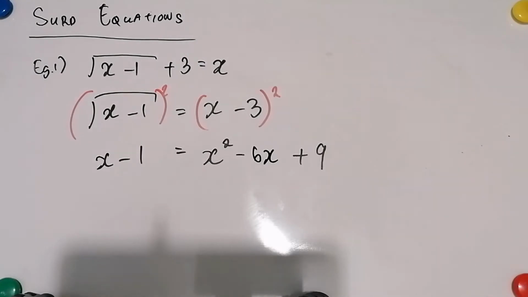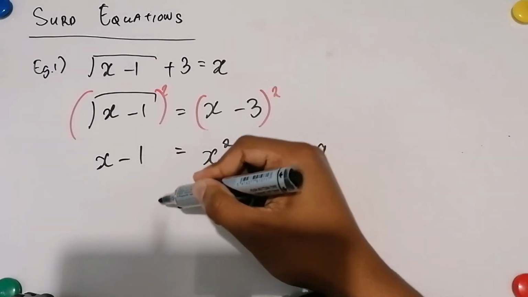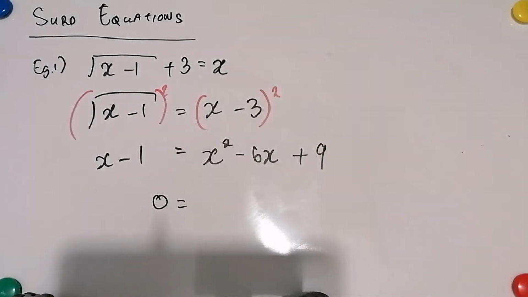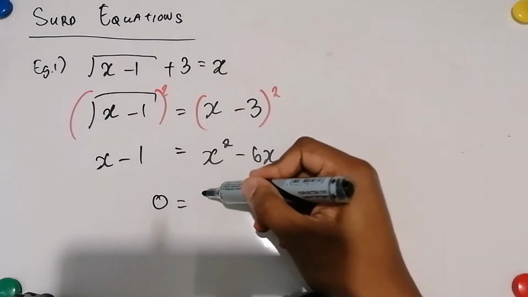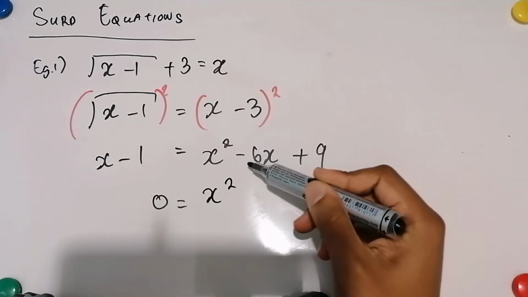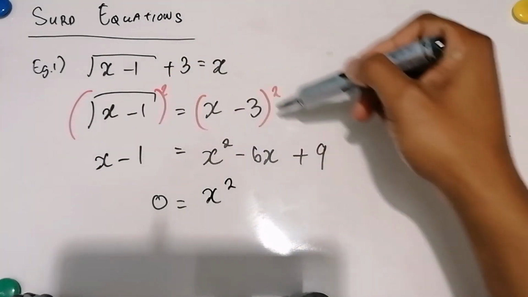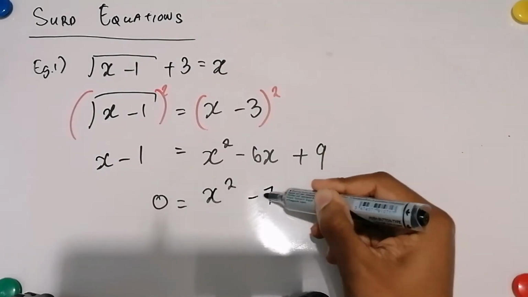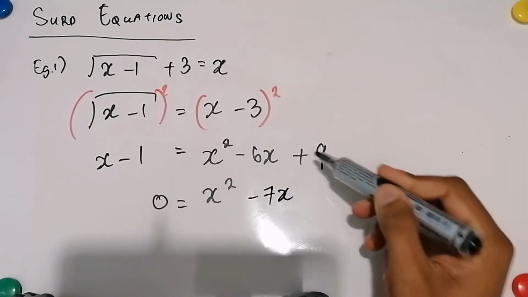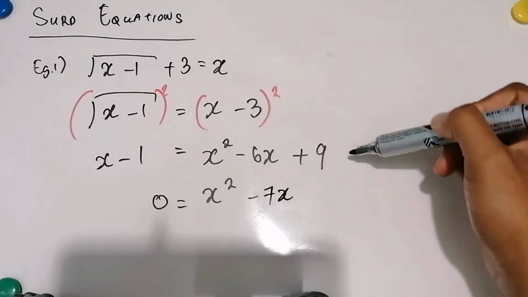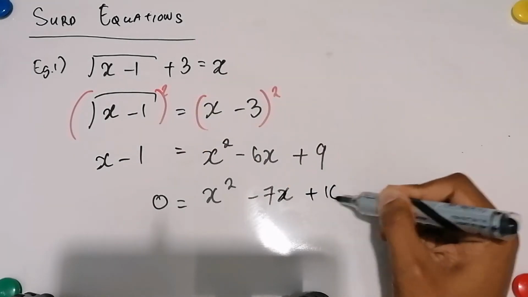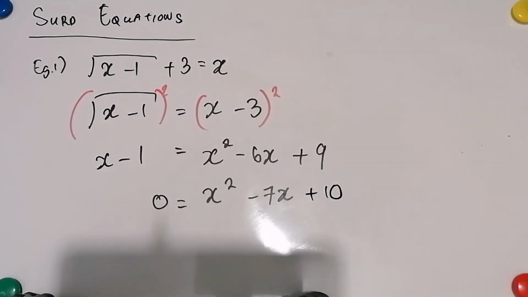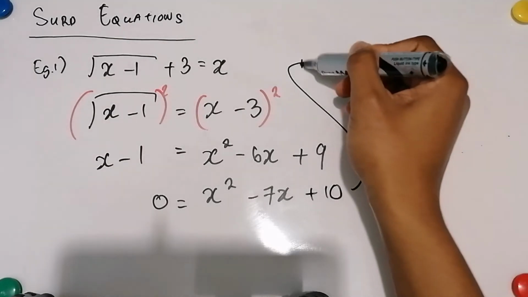Negative 6x. Okay, now we take everything over to the one side and we're going to equate this to 0, forming a quadratic equation. So minus 6x minus the x becomes negative 7x. Positive 9 plus the 1, if we take it over, is 10. Okay, let's continue over here.